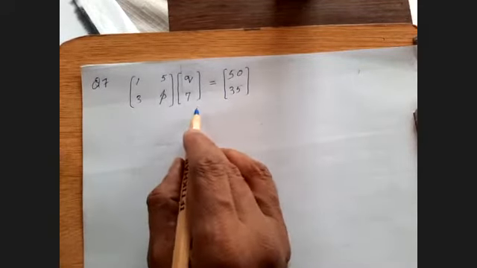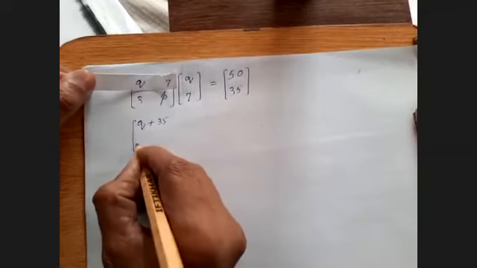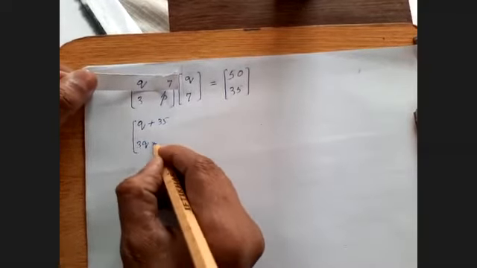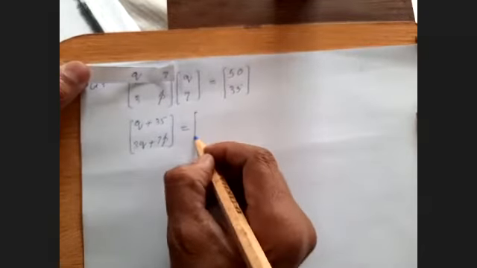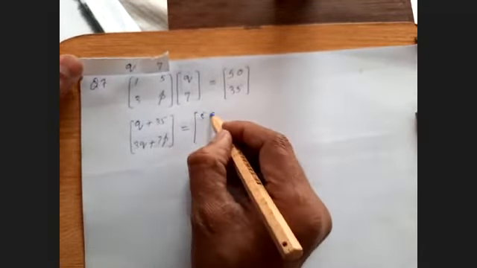As I told you, this is the column of the second matrix. I am placing it like this: 1 into Q gives you Q, and 5 sevens are 35. There is a sign of addition between them. In the same way, 3 Qs are 3Q plus 7 Ps are 7P. This is the matrix after multiplication, equal to 50 and 35.